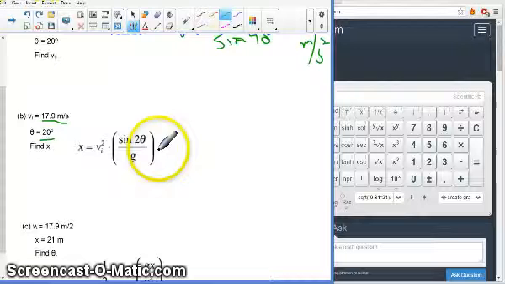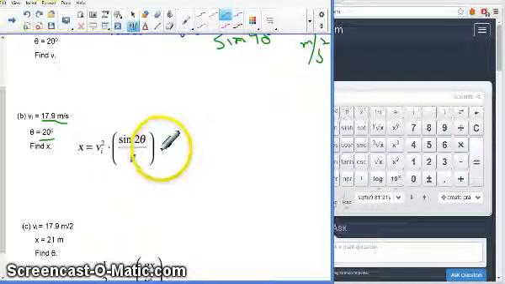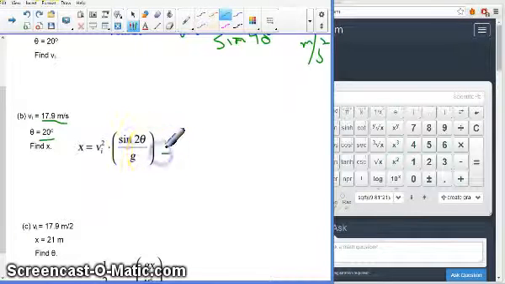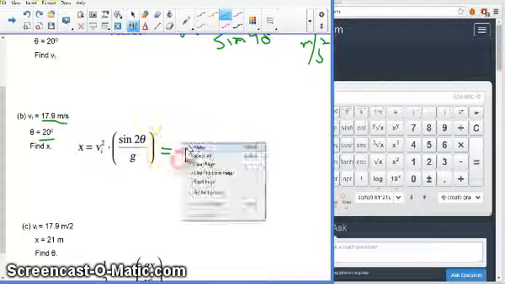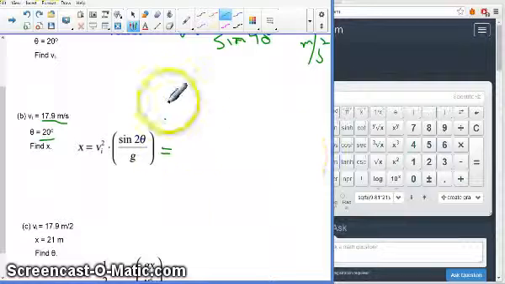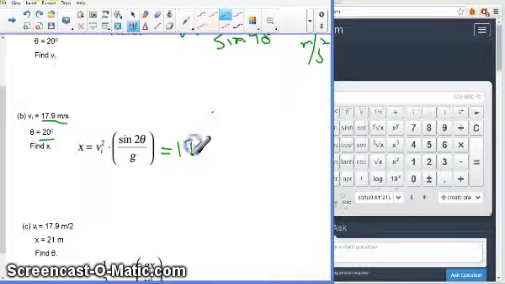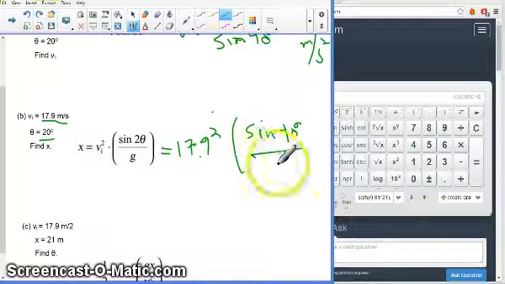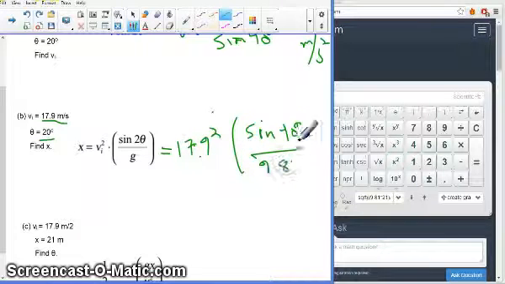That's too big of a deal, which is kind of shenanigans. But when you take into account air resistance, magically the math becomes much, much harder, and it's not really for high school. But anyway, so you do 17.9 squared sine 40 over 9.81. Okay.